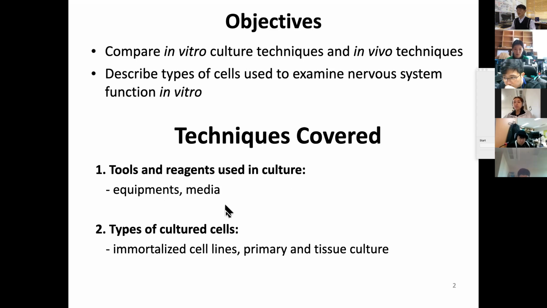So types of cell cultures: about 3 types of cell cultures will be discussed today: immortalized cell lines, primary cells, and tissue culture.